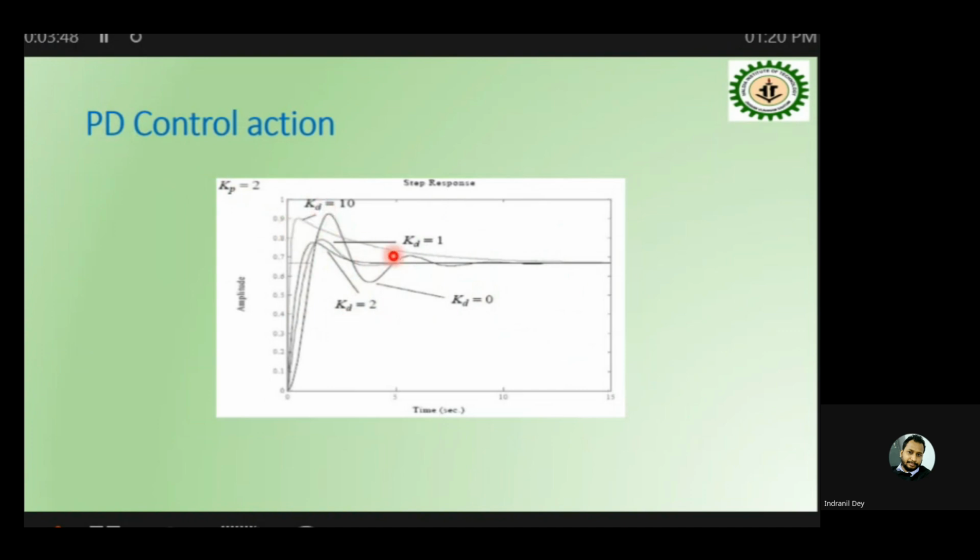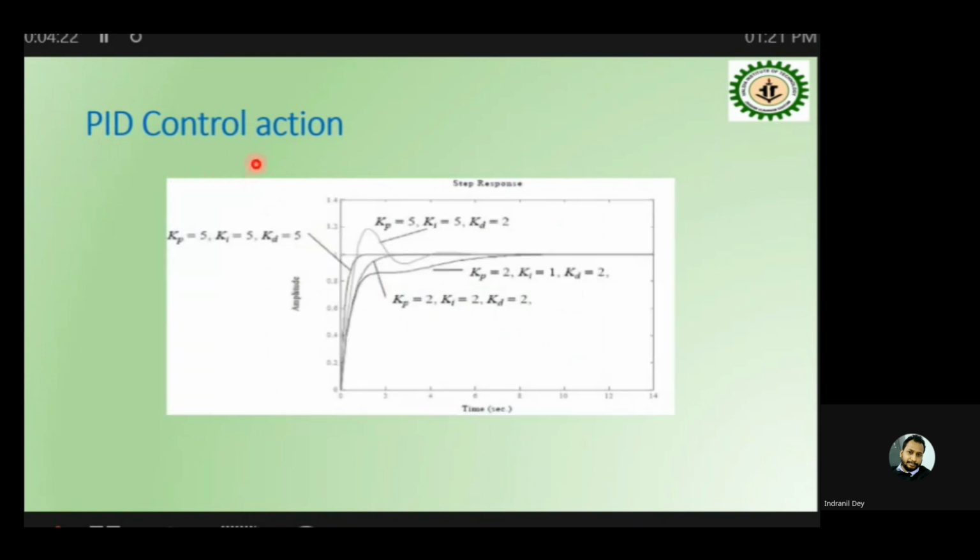We have increased the Kd, but the system cannot reach the desired set value of 1. So we can see the benefit of D: it definitely minimizes the overshoot and undershoot and tries to make the system faster, but it cannot reach the desired value. So the steady state error is always present. So next, definitely PI and PD have drawbacks. We will introduce PID control to check how it can improve the response.